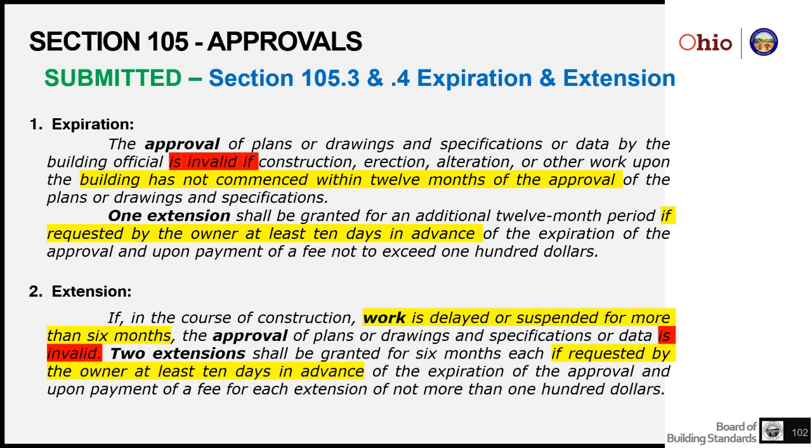Extension. So once the work starts, if for some reason the work is delayed or suspended for more than 6 months, the approval becomes invalid. The owner has, again, here the ability to extend that, and this time he has 2 opportunities. So he can get a 6-month extension 2 times if he requests that extension before the approval has been invalidated.